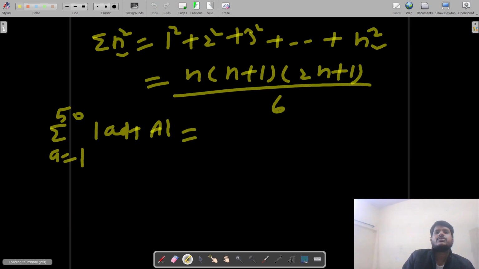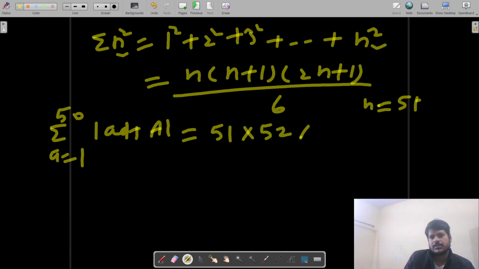Again, for this sigma of 51 square, we use the formula here, n equal to 51 in the present problem. So we have 51 into (51 plus 1), that is 52, into (51 into 2, that is 102, plus 1), that is 103, upon 6, minus 1 square, that is 1.